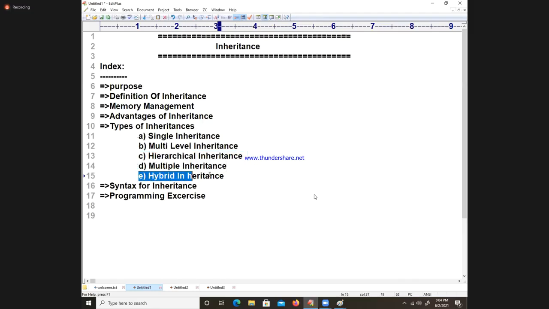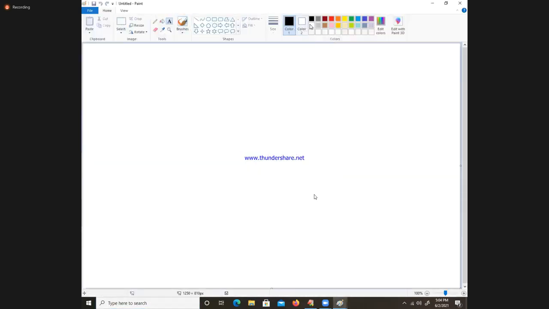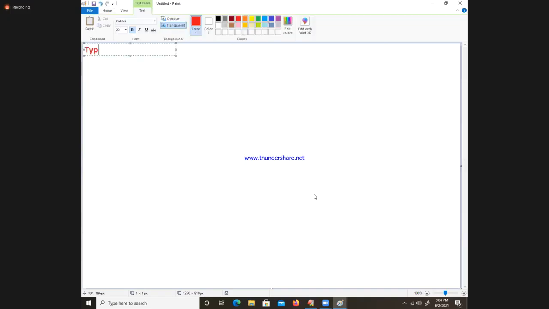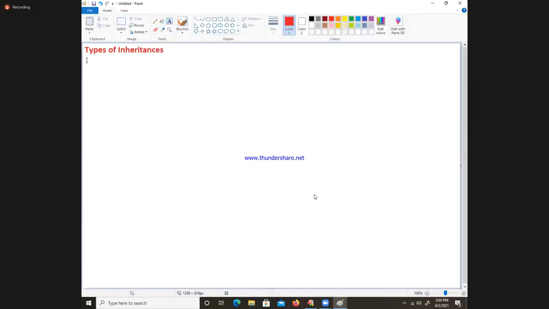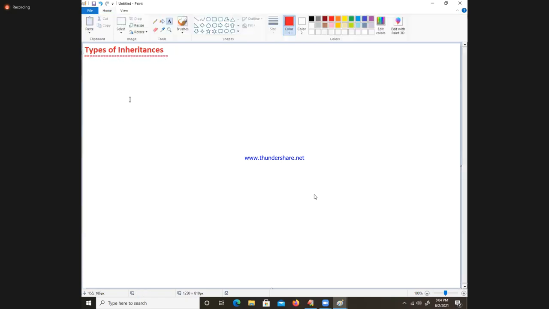Hybrid inheritance, I will draw the figure. Now I am going to enter into types of inheritances. I will explain with the paintbrush. Types of inheritance is my topic.